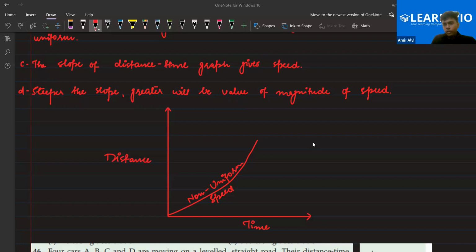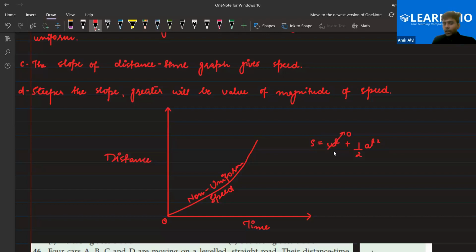Do you remember this thing, ut plus half at squared? Do you remember this, everyone? This graph is starting from the origin. Yes or no? The starting point is the origin for this graph. It means that the initial velocity will be zero, so this factor is going to be zero, right?